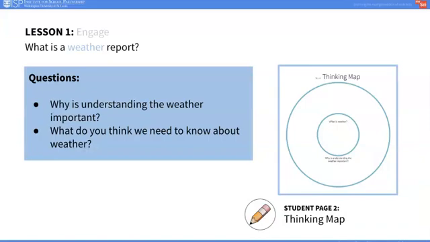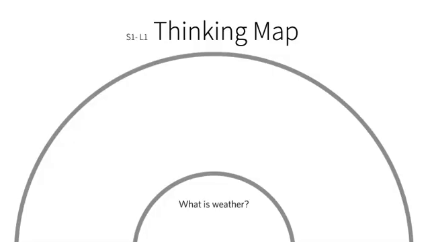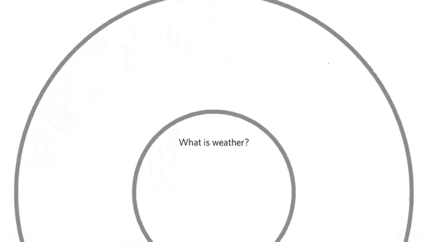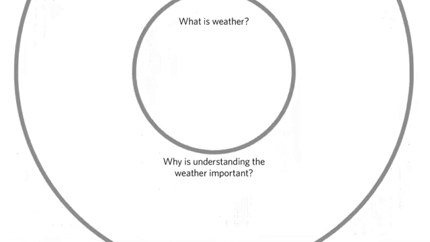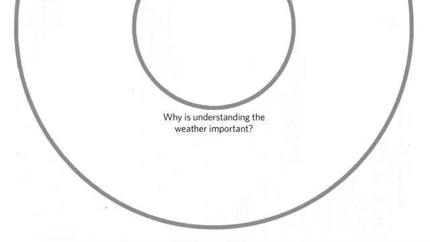In the engage portion of this lesson, students will brainstorm their initial ideas about weather using a thinking map in their student journals. Students will record their responses to the questions, what is weather? Why is understanding the weather important? Students will then engage in a class discussion about their ideas.